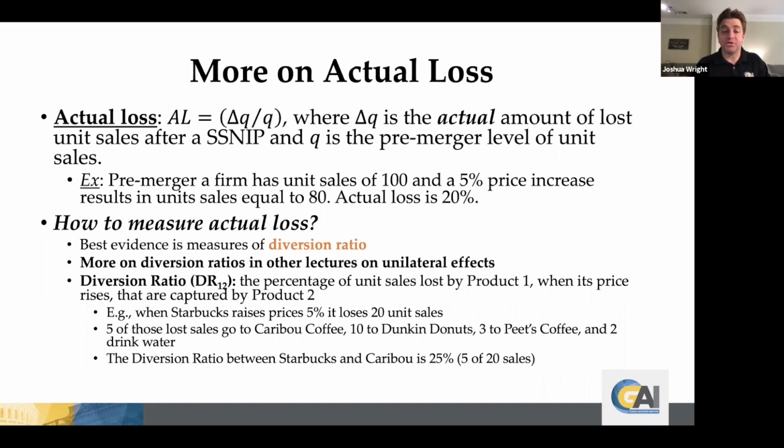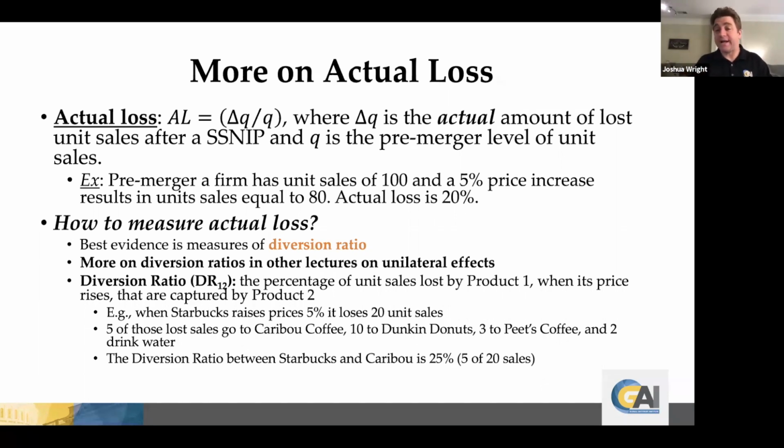Well, what about the diversion ratio between Starbucks and Caribou, our merging parties? 20 sales lost. That goes in my denominator of the diversion ratio. Well, what about my numerator? Well, 5 went to Caribou, 5 over 20. 25% is the diversion ratio between Starbucks and Caribou. And with Dunkin' Donuts, it would be 50% in the example, right? So diversion ratios are going to give this one simple statistic for capturing closeness of competition as perceived by consumers.